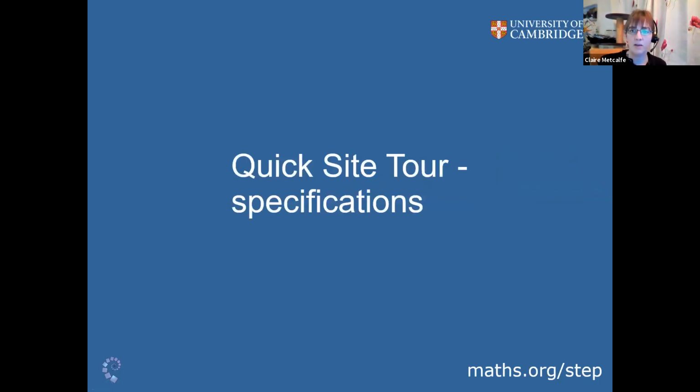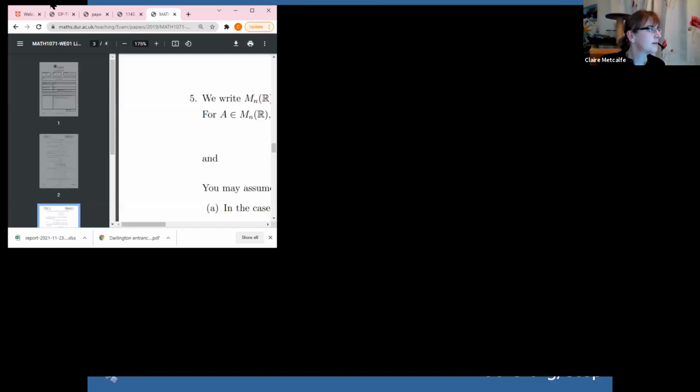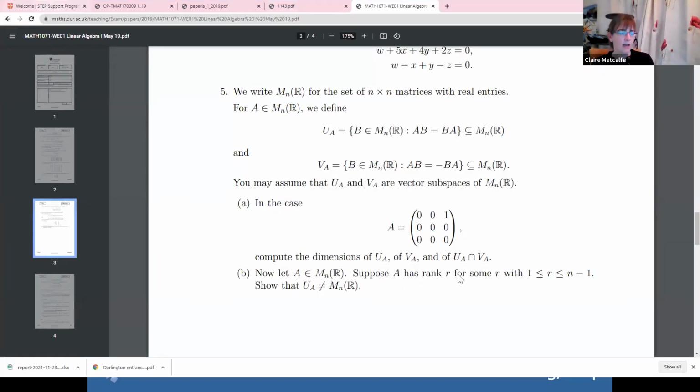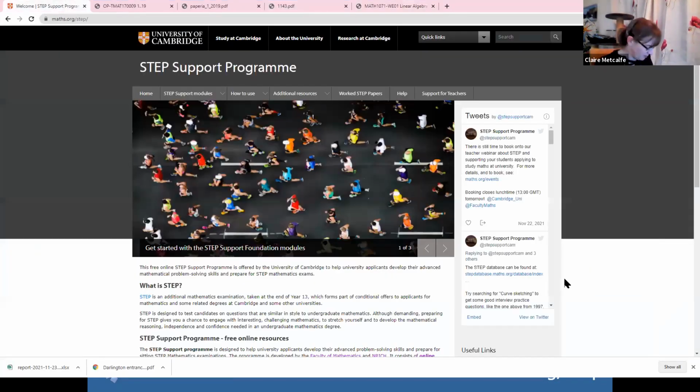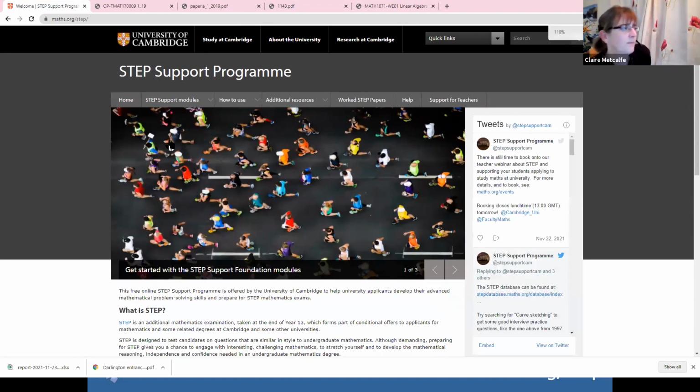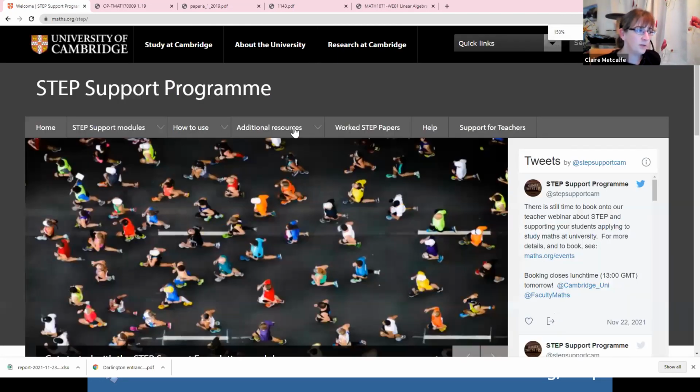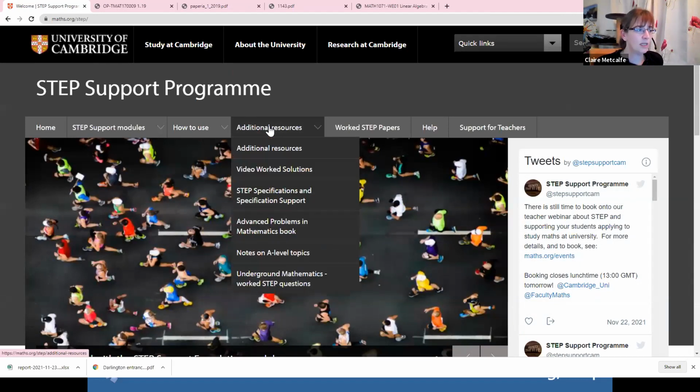Okay, I'm going to just take a moment out to show you a bit more of the website. If you haven't seen the STEP Support Programme website before, it looks like this. I'm just going to try and make this a bit bigger because it's quite small. That looks a bit bigger. And there's lots of options at the top. At some point, we probably need to rearrange these a little bit. But the thing I'm going to talk about first is specifications.